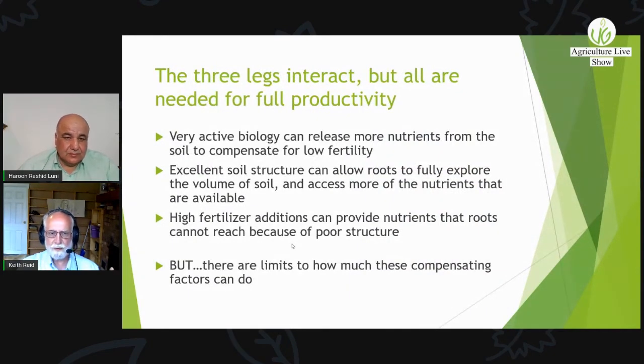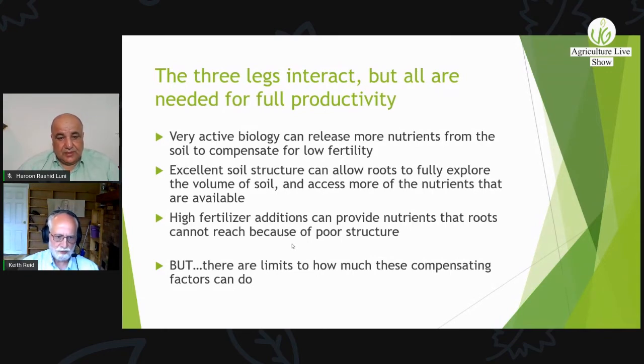And those three legs, they interact, but we need them all. So if you've got a very active biology, that can help release more nutrients from the soil to compensate for low fertility. If you've got really good soil structure, that can allow the roots to fully explore the volume of the soil and access more of the nutrients that are available. The other side of that is if you've got poor soil structure, but you're putting lots of fertilizer on, that can help to compensate for poor soil structure to some extent. But with any of these, there's limits to how far those compensating factors can go or how much they can do.